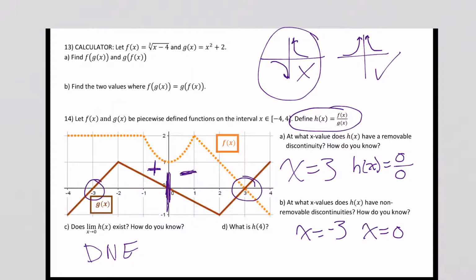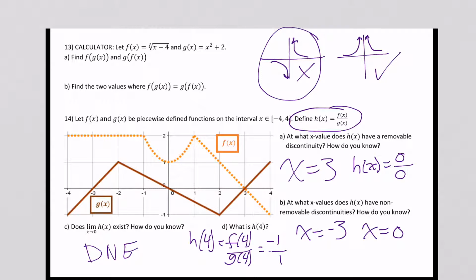Final question, D, what is h of 4? Well, we're quite literally defining this function h of x as f of x divided by g of x. So h of 4 will equal f of 4 divided by g of 4. f of 4 is negative 1, g of 4 is positive 1, so h of 4 is negative 1.